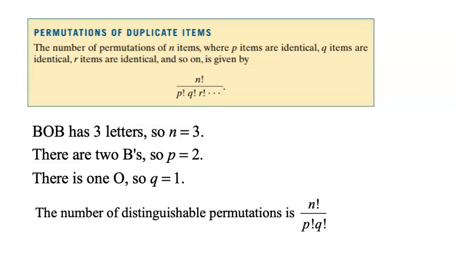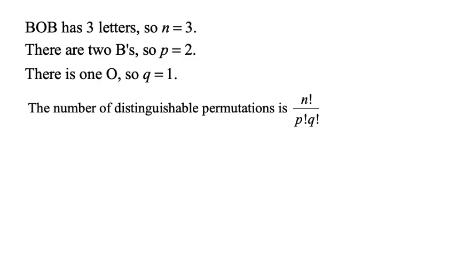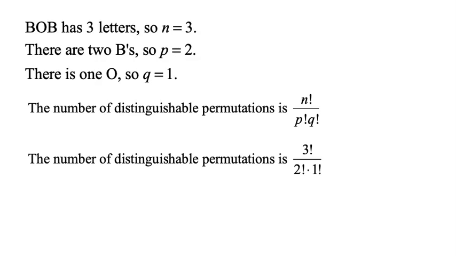That's the number of distinguishable permutations. That's what I like to call it. 3 factorial over 2 factorial, 1 factorial. 3 factorial is 3, 2, 1. 2 factorial is 2, 1. 1 factorial is just 1. 6 divided by 2 is 3. And that's what we had, remember? We only had 3 ways to write Bob: BBO, BOB, and OBB. So that was our number of distinguishable permutations for Bob.